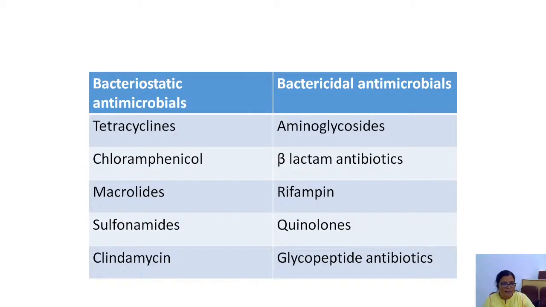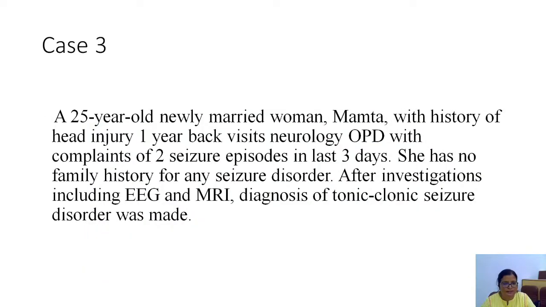So what are the bacteriostatic antimicrobials? Tetracyclines, chloramphenicol, macrolides, sulfonamides and clindamycin. These are bacteriostatic. And bactericidal are aminoglycosides, beta-lactam antibiotics, rifampin, quinolones, glycopeptide antibiotics. The bactericidal drugs tend to act on the rapid growing phase, or rather the growth phase. You all actually know all these things. I'm just recapitulating so that you can revise and reproduce it when asked a question in your exam.